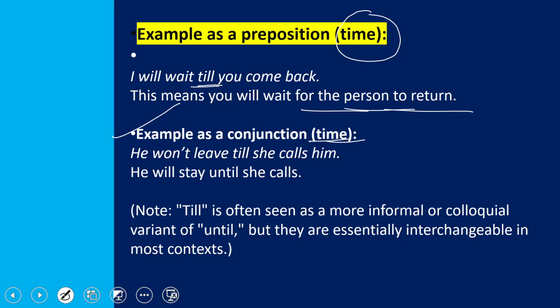Note, till is often seen as a more informal or colloquial variant of until, but they are essentially interchangeable in most contexts, right? So till and until you can use in an interchangeable manner. But if you find a question in an examination where in option A the examiner gives you till, and in option B you find until, then until is preferable to till. You have to pick until there, not till, right?